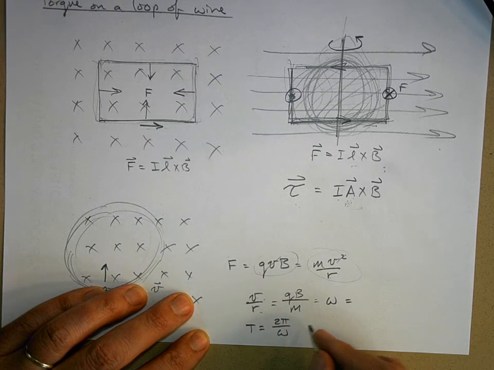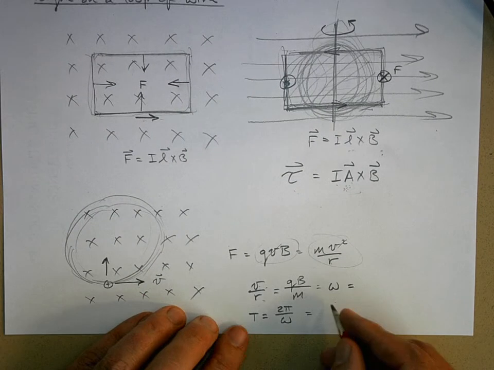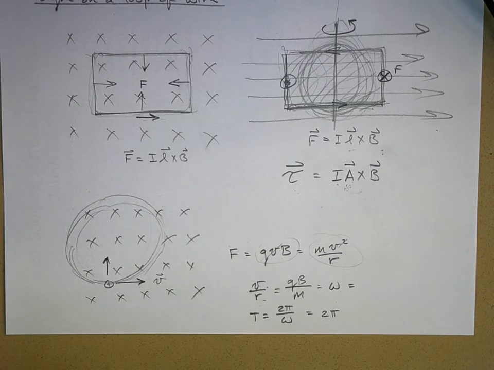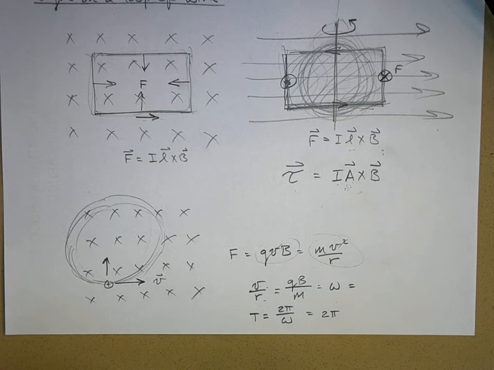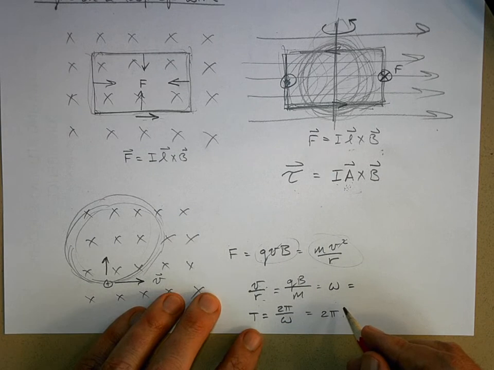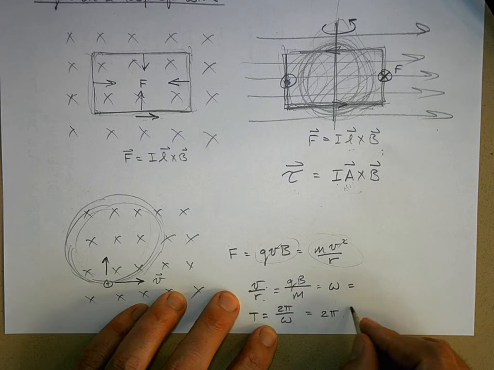And so you can say that the period of this motion here is equal to 2 pi. Remember the period of a pendulum had a 2 pi in front of it, and the period of a physical pendulum and a mass spring system, it's always got a 2 pi in front of it, times, or over omega, and so that'll be 2 pi m over qB. Right, you just flip this thing over.